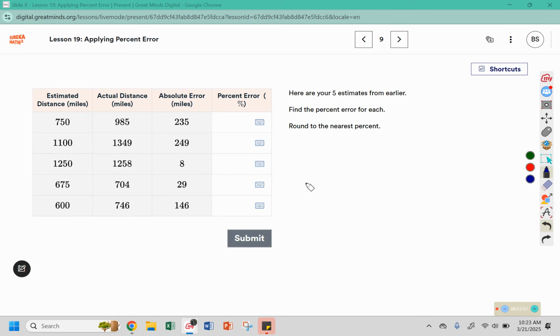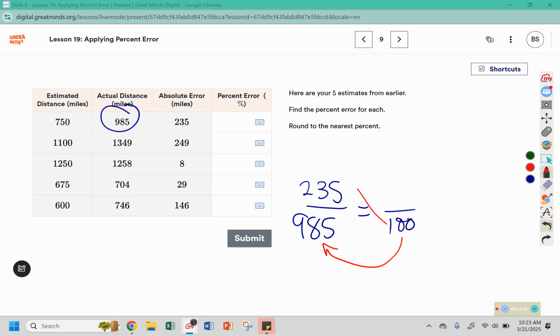All right, so I have an absolute error of 235. The actual distance was 985. Cross multiply, then divide by 985. And that is 23.8, but the 8 rounds it up, so we are going to write 24%.